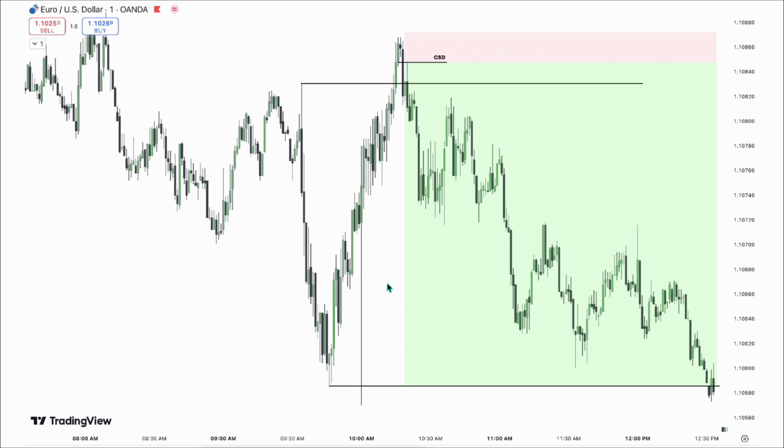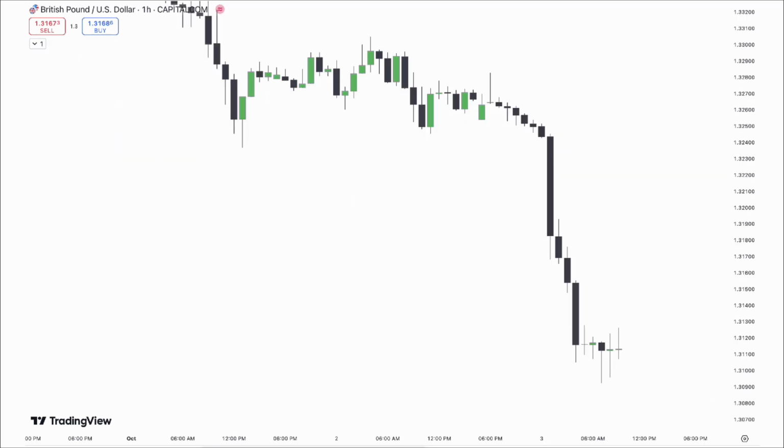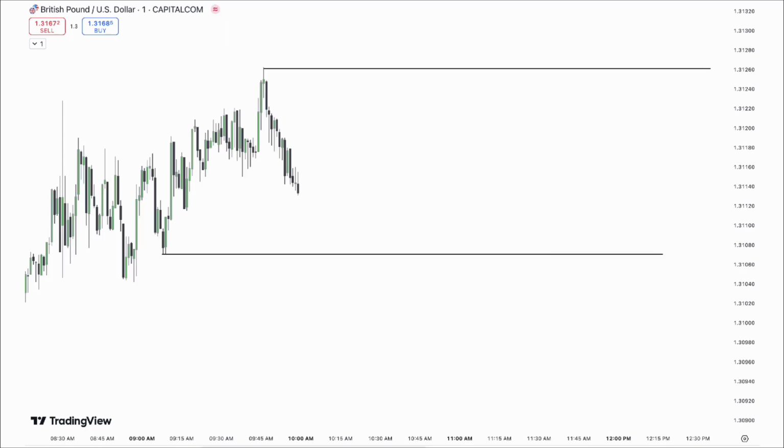So we move to our third example, and we are on the GBP/USD hourly chart, and the 9 a.m. hourly candle has printed. So let's move further and mark the high and low of that candle as our range. Now we have marked the high and low of that candle, so we drop down to the 1 minute chart to find our entry.